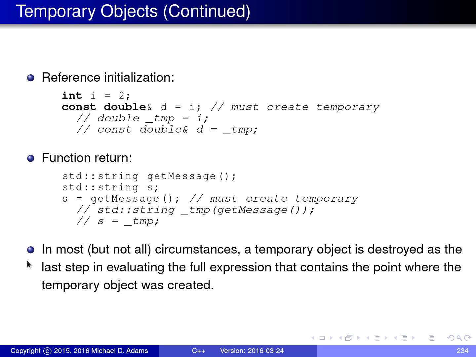As far as temporary objects go, their lifetime is usually the full expression that contains the point where the temporary object was created. So for example, the temporary object that's generated on this line of code here that stores the return value from getMessage, it reaches the end of its lifetime at the end of this statement. So after this line of code, the variable would be destroyed. This is the most common case. There are a few exceptions where the lifetime can be longer, but this is the most common situation.